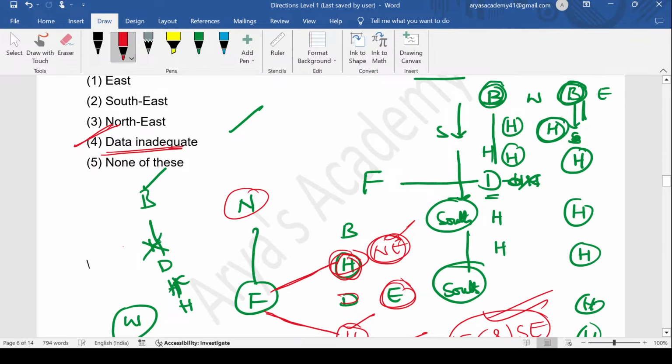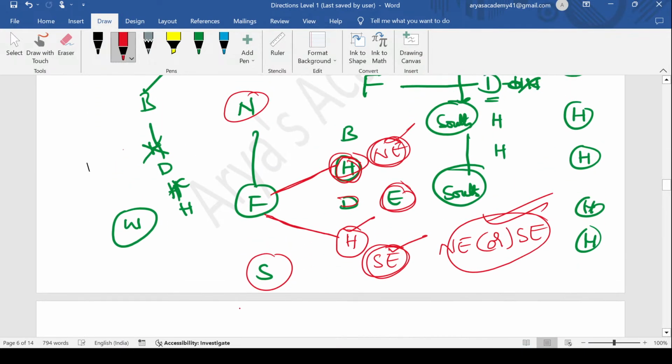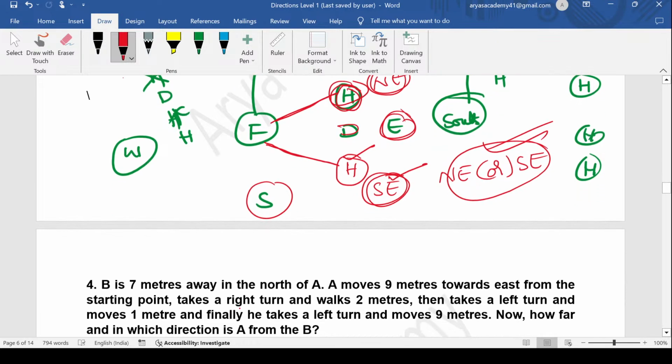It means the information provided in the question is not adequate or sufficient to answer this particular question. That is the meaning of the words data inadequate. Data inadequate means the information given in the question is not sufficient to mention a correct answer. Hope you understood. This is a very important point. If you get such questions in the exam, it might be misleading and you might answer it wrong. Okay, so this is the logic behind it.